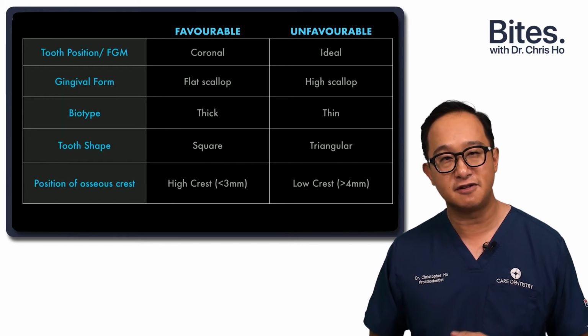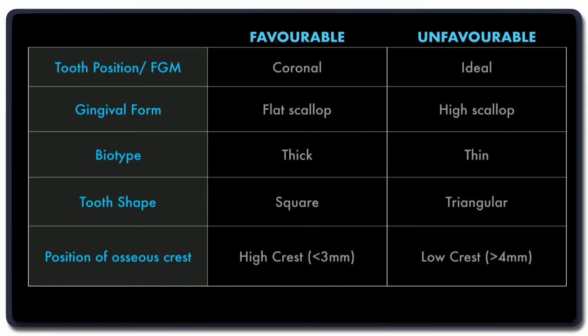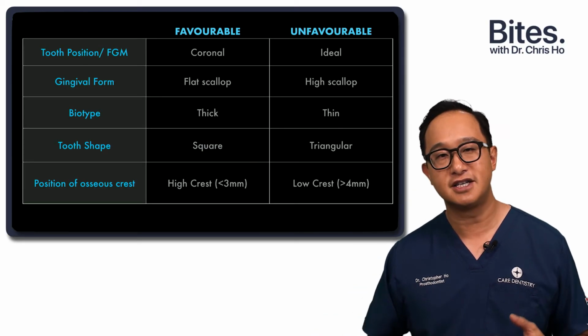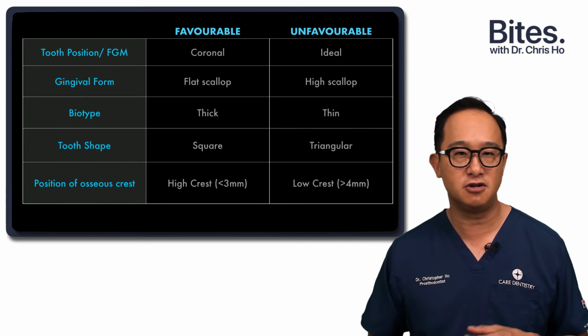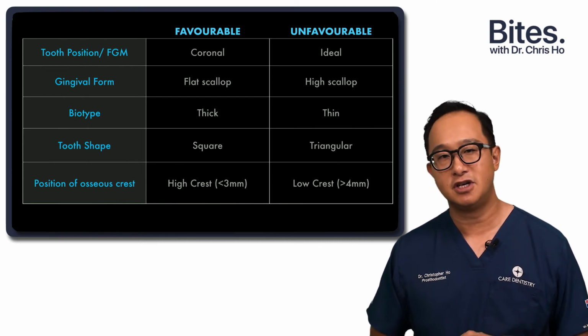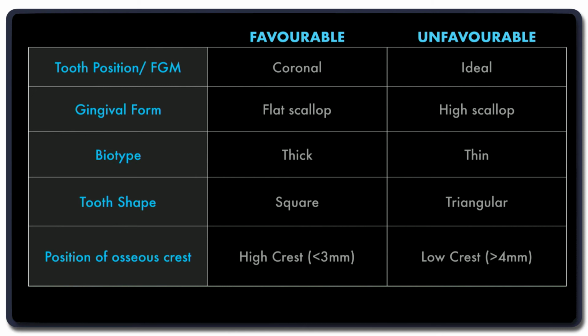So if we look at the 5 diagnostic keys, you'll see the favorable and unfavorable situations. And as dentists, we have some influence on how we can optimize and try to improve the biotype, and how we improve the tooth shape. So if you look at the biotype, we may have a thin biotype. We can actually thicken the biotype by adding connective tissue. So some subepithelial connective tissue graft could be added to the gingival tissue to thicken the biotype.